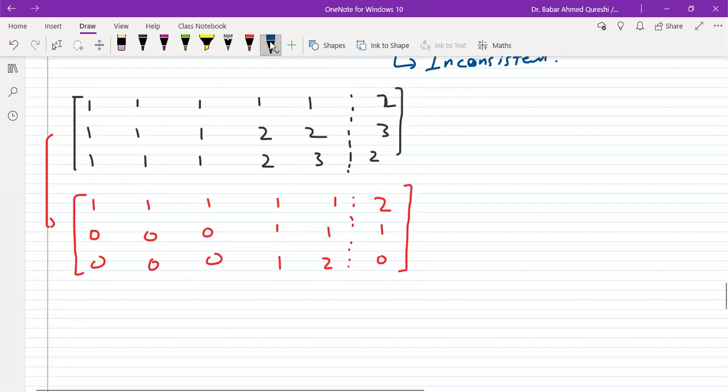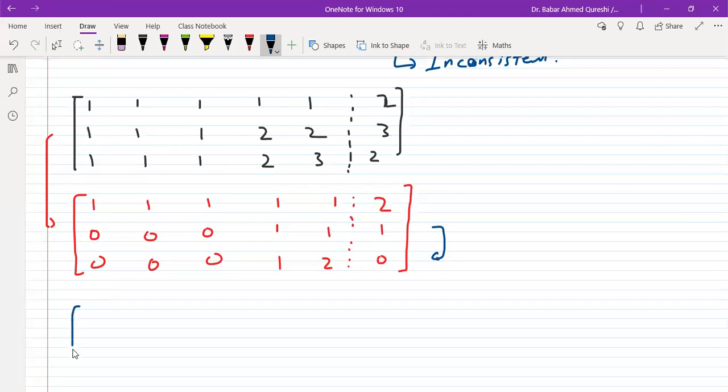And this time I encounter zeros here, so I keep moving to the right until I find a lead, and then I make the numbers below it 0. Am I correct here? What I have written in my notes is a little different. So -2 plus 3, 1, -2 plus 2, 0. Okay.